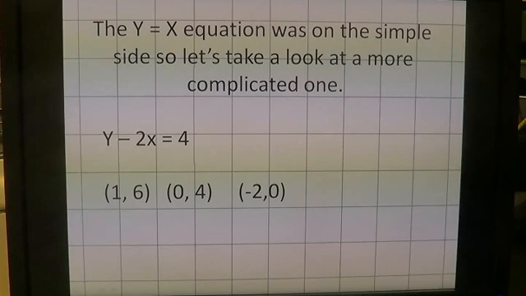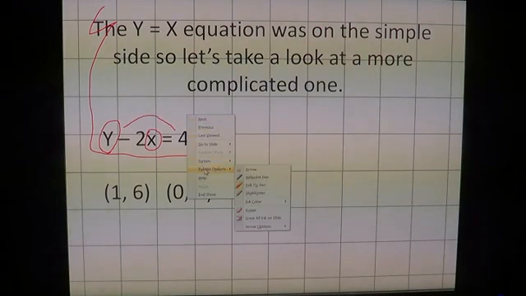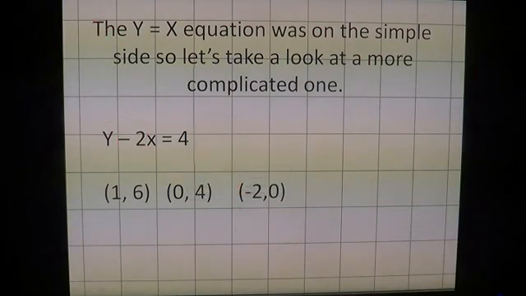And they help us find out this information right here. All right, so we have the y equals x equation. It was a simple one, so let's take a look at one that's a little bit more complicated: y minus 2x equals 4. And we could hammer this away. We could try to figure out what is some x value and some y value that will fit into this, so that it will equal 4. And it turns out that it's actually fairly easy to do. You can just hammer away on that.